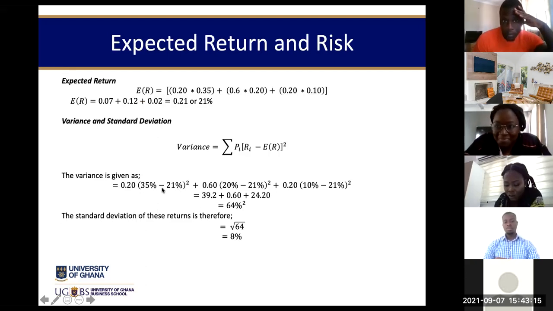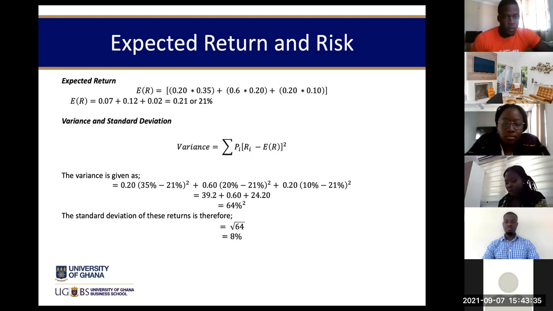Okay. 35 minus 21. Is that 14? 35 minus 21. 14. Yeah, so square that and multiply by 0.2. Now I'll give you the 39.2. Yes, 39.2. Exactly. Okay, and then you go to the second one, do the same thing, same for the third one. And then you sum. When you sum, you get 64%.